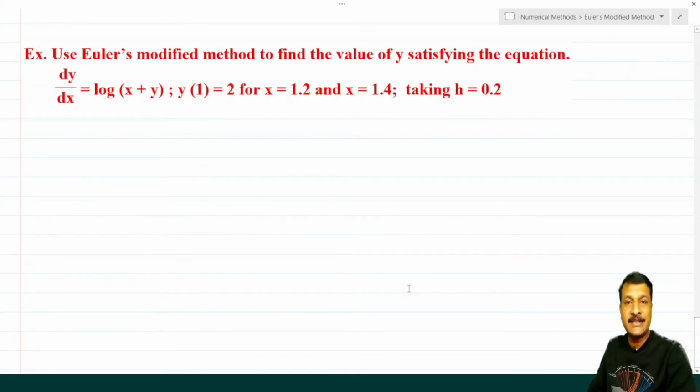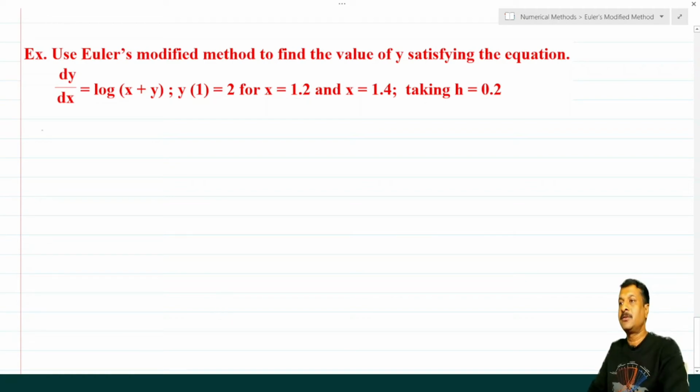Now the next example: use Euler's modified method to find the value of y satisfying the equation dy by dx equal to log of x plus y, at x equal to 1, y equal to 2, for x equal to 1.2 and x equal to 1.4, taking h equal to 0.2. It means that these are the initial values and we want to find the y value at x equal to 1.2 and 1.4, and h equal to 0.2.